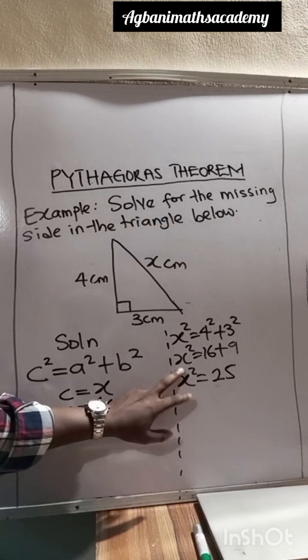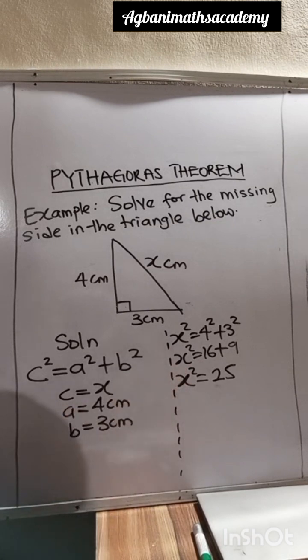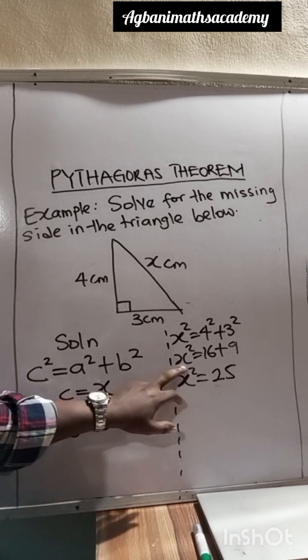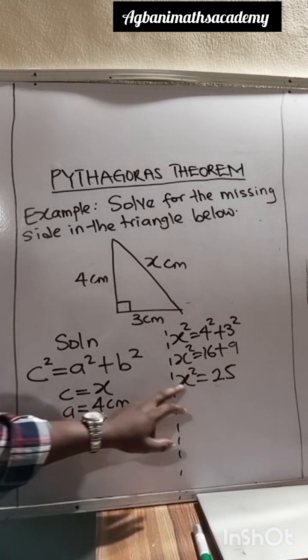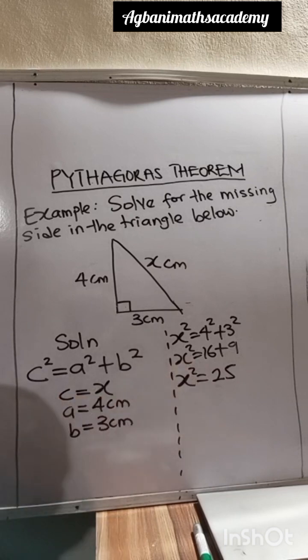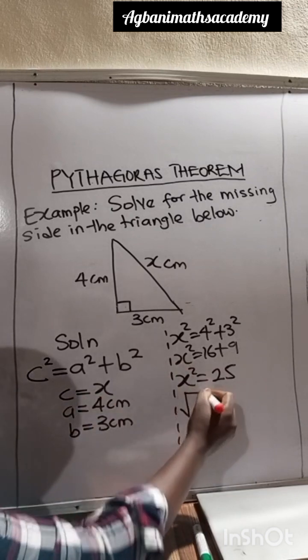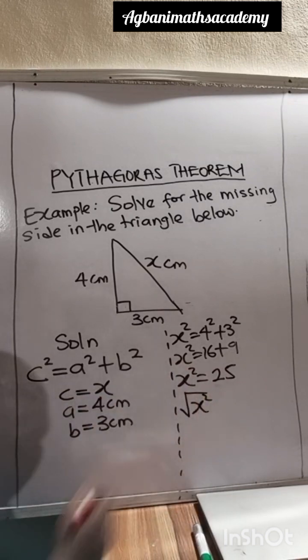This means that square is unwanted, right? We don't need square. So in order to eliminate square, we are going to introduce the opposite of square. And the opposite of square is square root, okay? So in order to cancel out square, we are going to find the square root of x squared. So this is going to be square root of x squared.